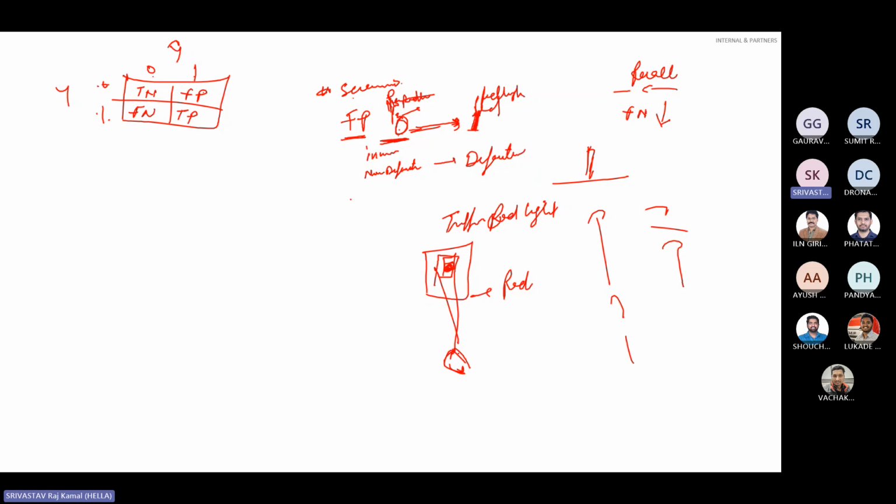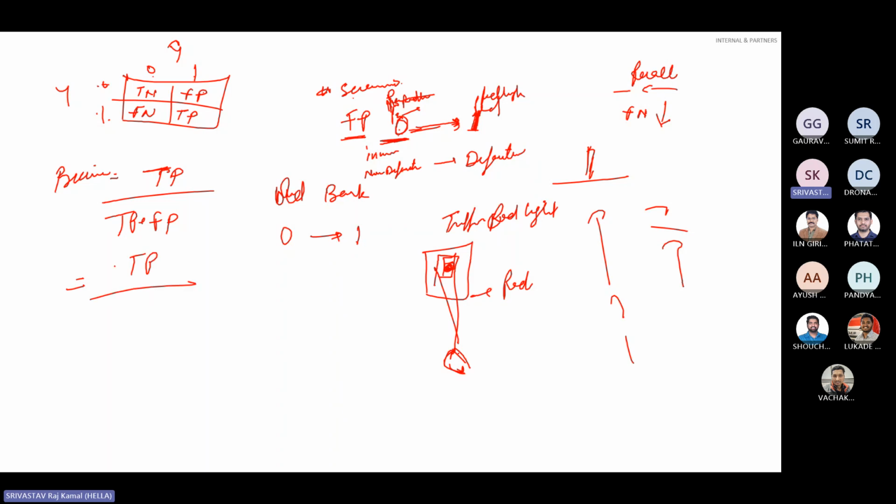Or to keep the example very simple, take the bank: a non-defaulter being labeled as a defaulter. I do not want that. So here, this term is known as precision. This says that I want my model to be precise. Technically, it is true positives upon true positives plus false positives.